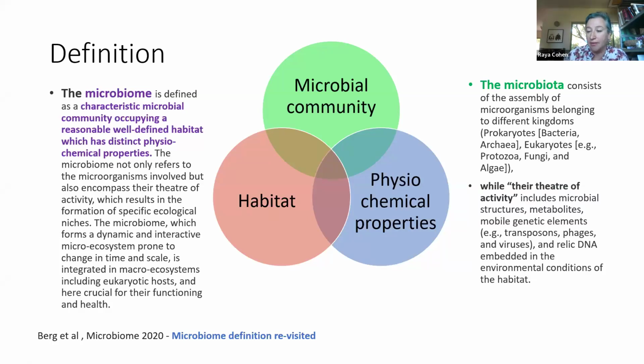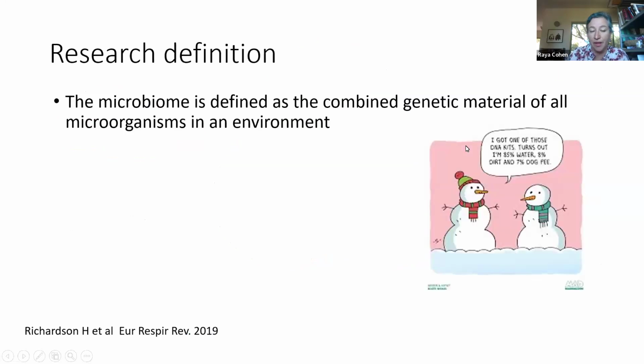You can see that in the physiochemical properties, we also have microbial structures, metabolites, and other genetic elements such as phages, viruses, and relic DNA. So it's more sort of holistic than just the microorganisms themselves. And the microbiota includes microorganisms from all kingdoms, such as bacteria, fungi, algae, etc.